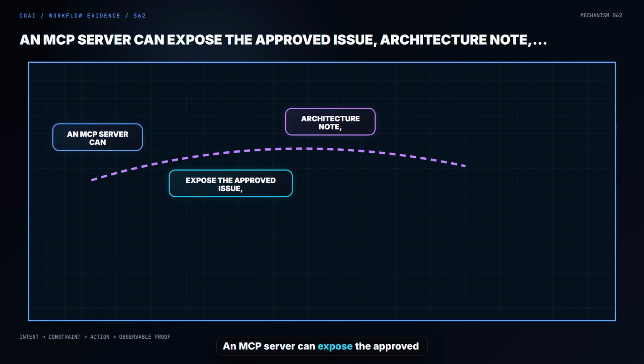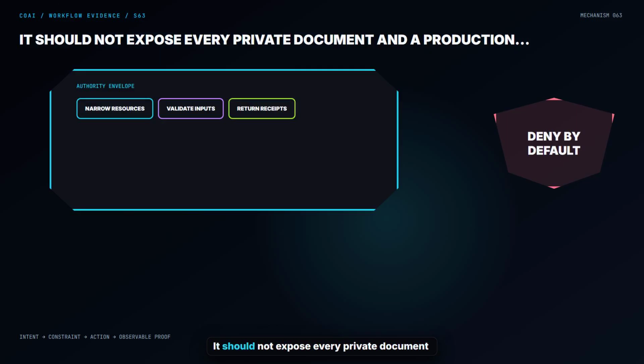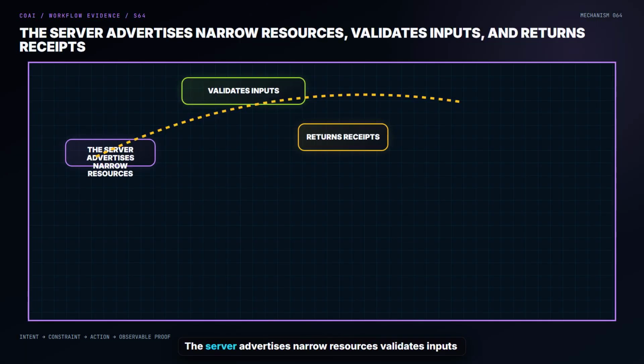An MCP server can expose the approved issue, architecture note, and test environment. It should not expose every private document and a production database simply because the protocol permits tools. The server advertises narrow resources, validates inputs, and returns receipts.